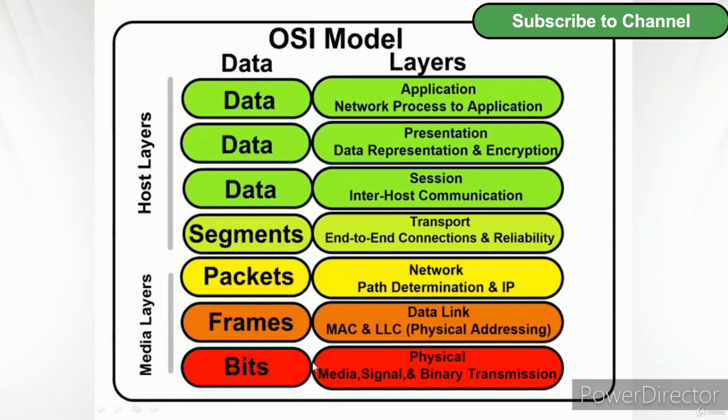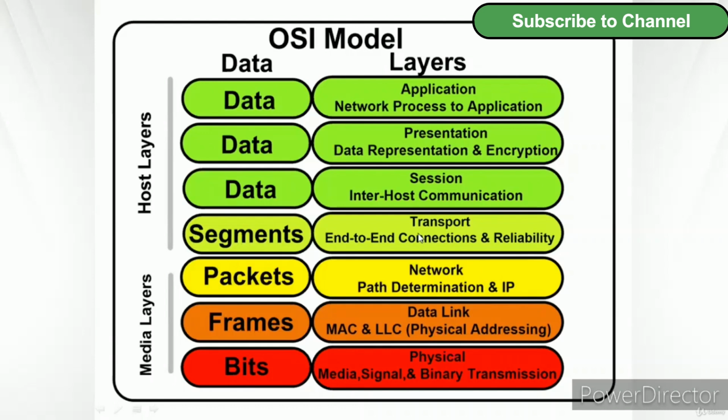The physical layer: data flows in the form of bits. It is the media, signal, and binary transmission of data. Then at the data link layer, data flows in the form of frames. It is responsible for MAC, media access control, as well as logical link control, and nothing but physical addressing. Then the network layer: data flows in the form of packets, and it determines the path, that is routing, and the IP addresses, which we have to study.